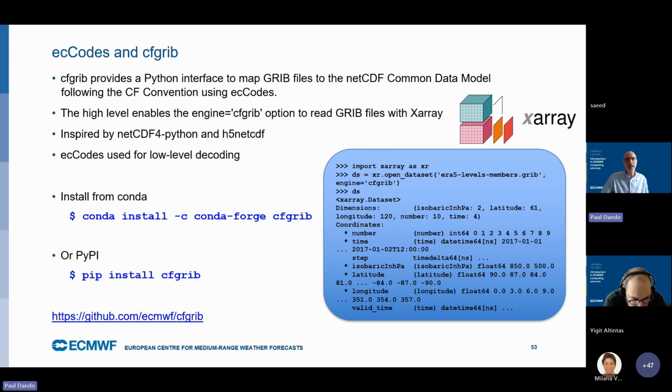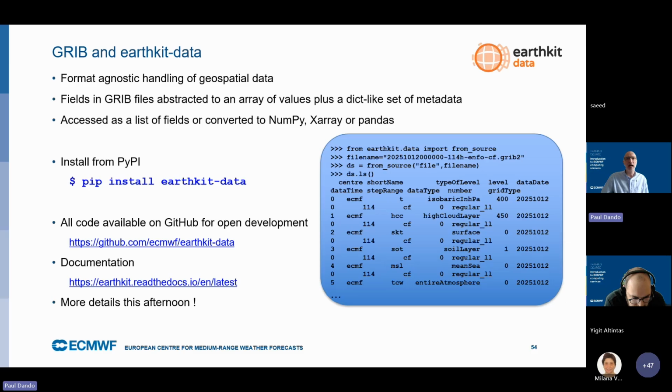Now, cfgrib is kind of gradually being replaced. We've got a new package that is being developed called EarthKit. And there's a part of EarthKit called EarthKit Data, and you'll learn more about all of this afternoon from Shandor and colleagues. So EarthKit Data is providing a format agnostic handling of geospatial data. So it's not just for GRIB, it'll also handle NetCDF, BUFR, and even some of the data formats used in hydrological services as well.